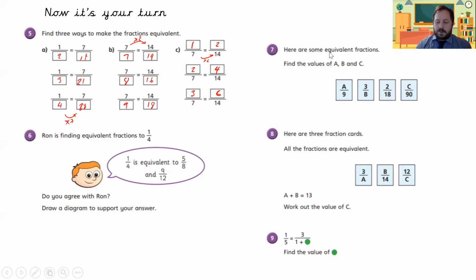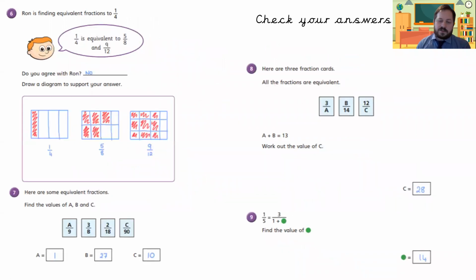Okay, so the answer to number 6: Ron is finding the equivalent fractions of a quarter. A quarter is equivalent to 5/8 and 9/12, is what he's saying. Well, do you agree with him? Draw a diagram to support it. So you would just draw out those, and you can see straight away that they aren't the same. Literally because there's more of the shape filled up in each case, they definitely can't be equivalent.